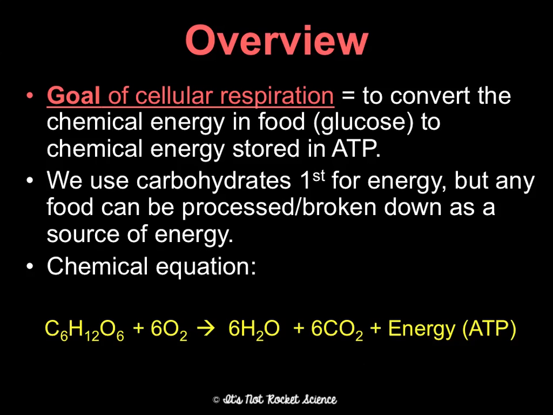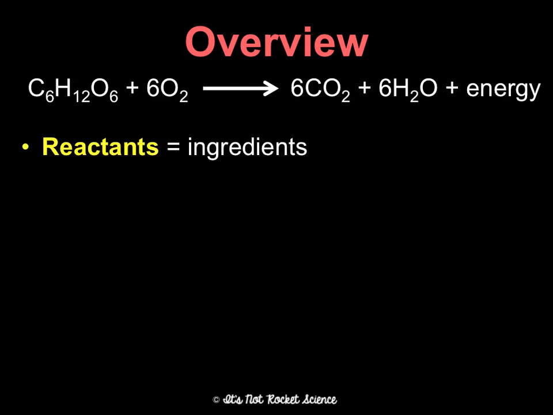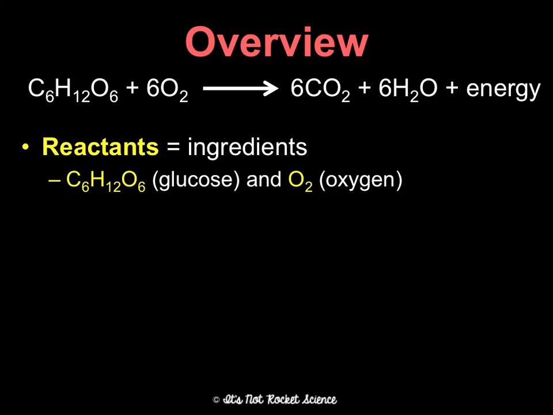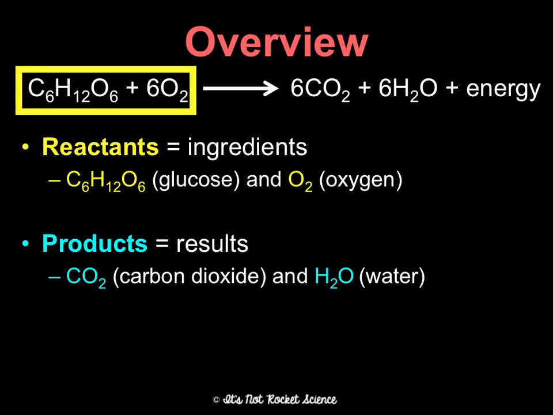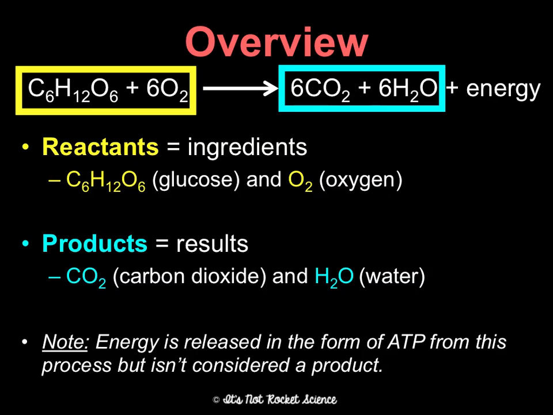source of energy. And here's the chemical equation, which you saw in concept 1 when we talked about enzymes and key biochemical reactions. But let's break it down. Remember, reactants are ingredients. In cellular respiration, your ingredients are glucose and oxygen, and then your products or results are carbon dioxide and water. Now, energy is released in the form of ATP from this process, but we don't necessarily call it like a product in the chemical reaction.